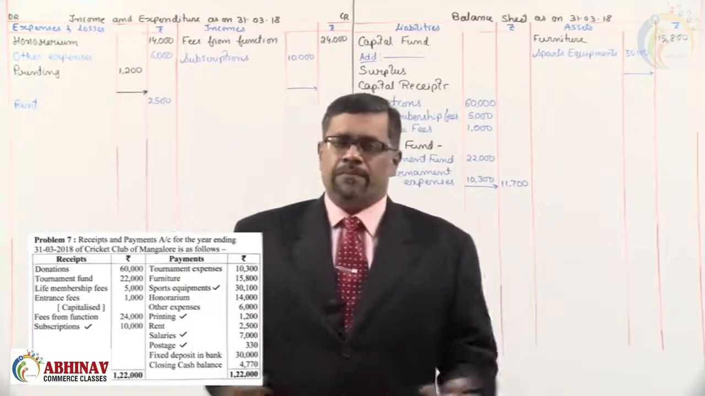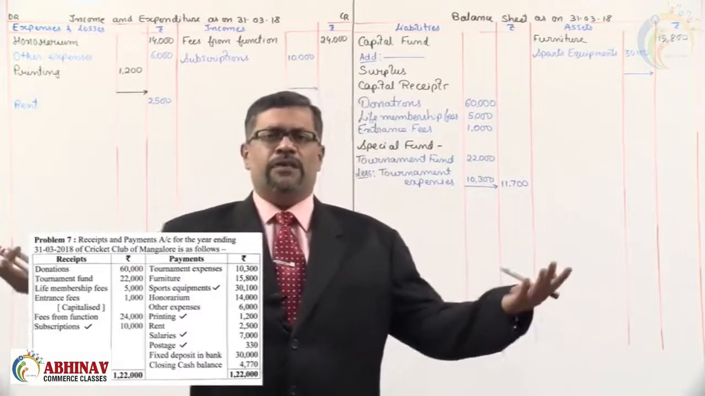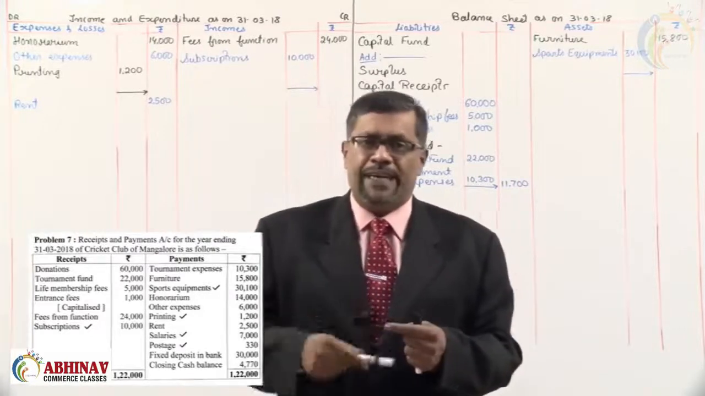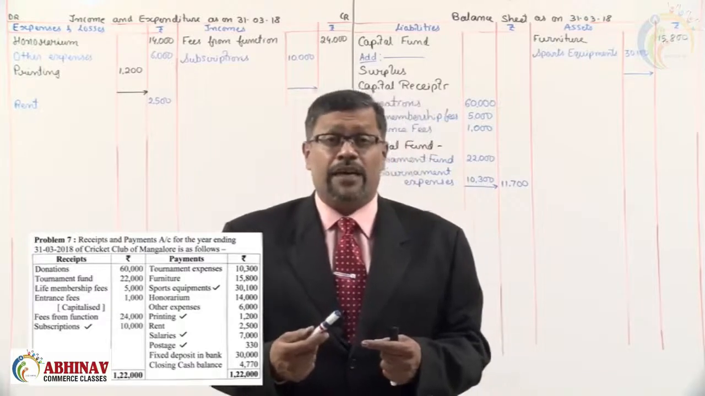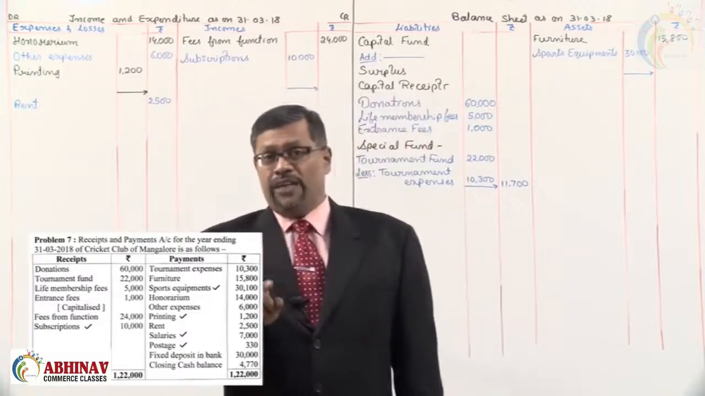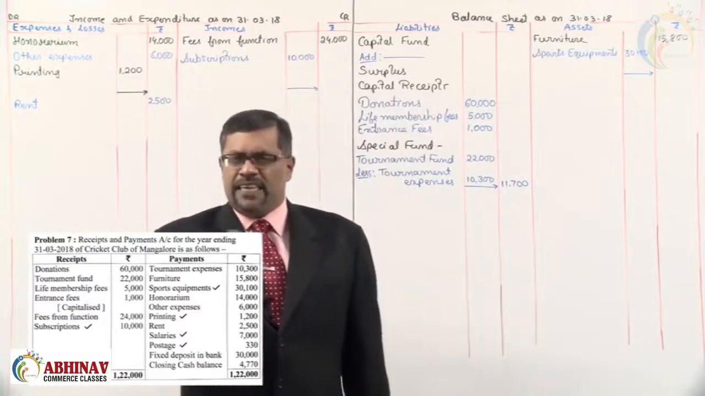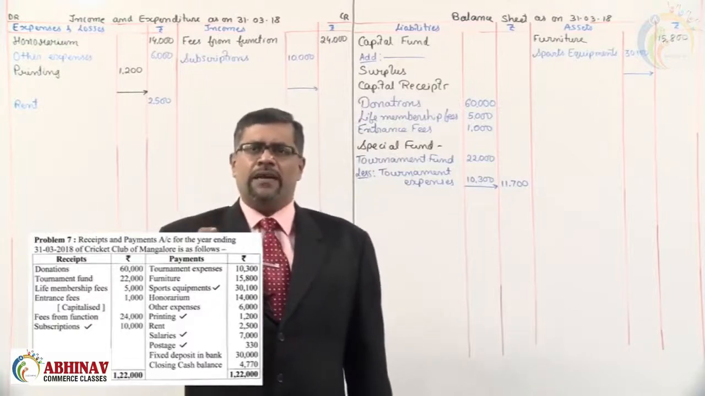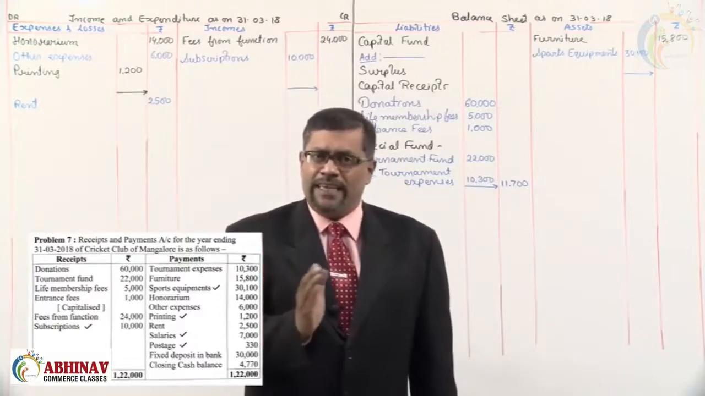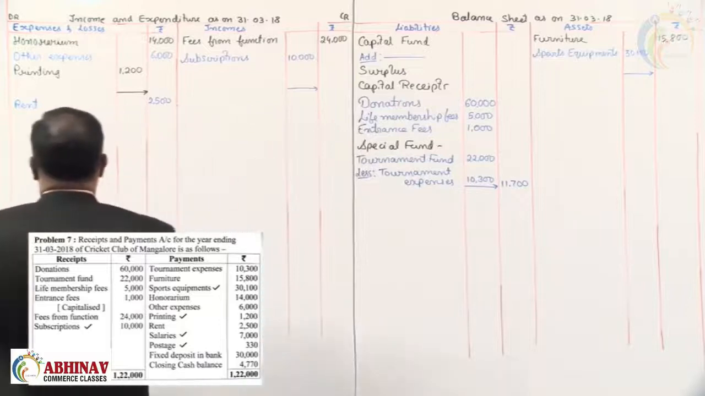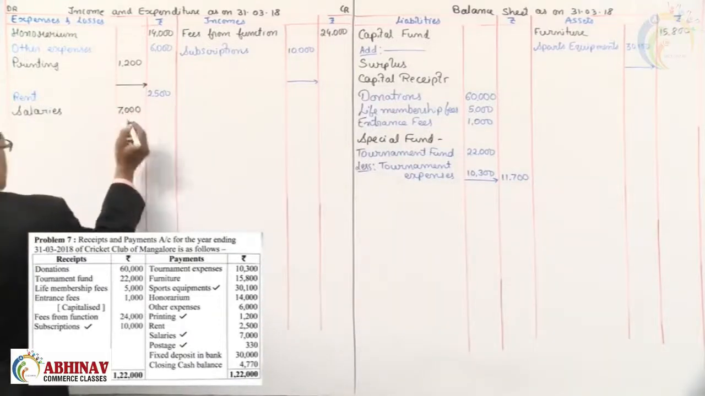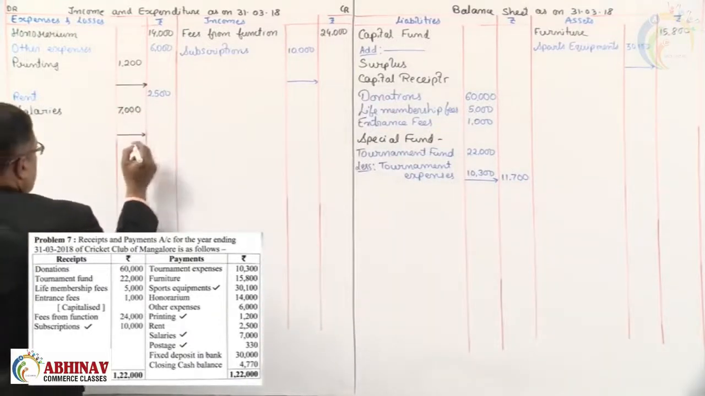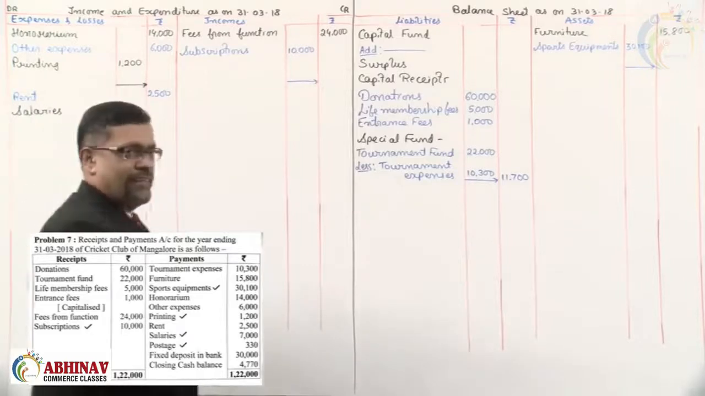Next, salary. Capital or revenue? Revenue, because that is paid again and again. Recurring expense. But do we have a tick mark? Yes. That means there is some adjustment on salary. We'll take salary in the inner column. Salaries 7,000. There is a tick mark. We'll take salary in the inner column.